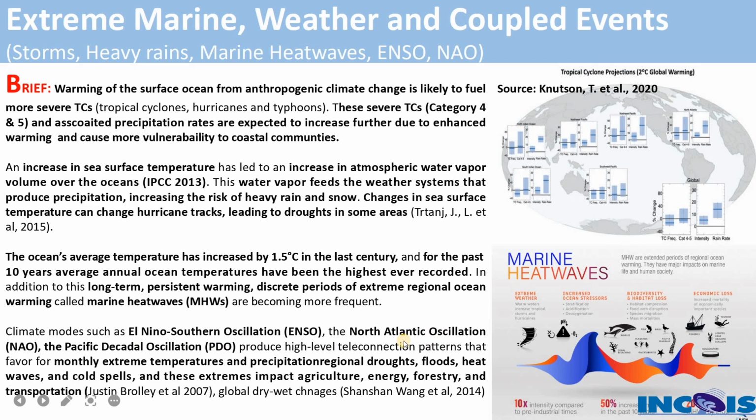So these climate modes also have a lot of impacts, like extreme temperatures and precipitation, regional droughts, floods, heat waves, and cold spells. These extreme impacts can also affect agriculture, energy, forestry, and transportation, as well as global changes in precipitation and drought conditions.